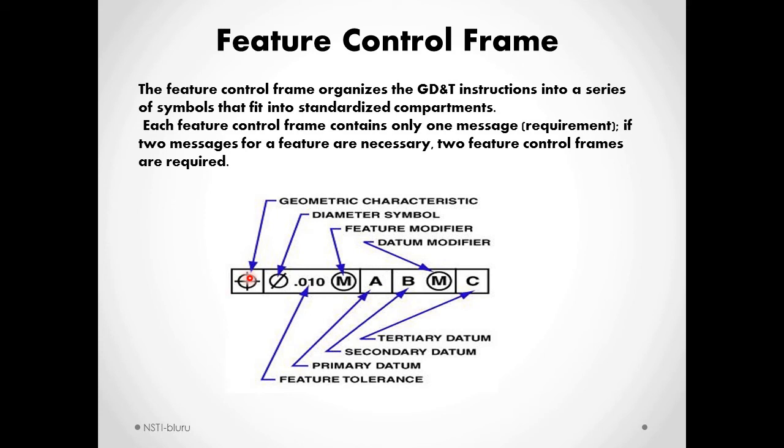The first compartment is meant for the geometrical symbol, that is the feature symbol, which we are going to measure, and the second compartment is meant for the feature tolerance value, and also whether there is a diameter symbol, whether the tolerance zone is a diametrical zone or a plane zone, and we have a modifier symbol. This modifier symbol with M means the bonus tolerance or the modifier applies to maximum material condition, and three datums are there: primary, secondary and tertiary datum. This is the typical feature control frame explanation.